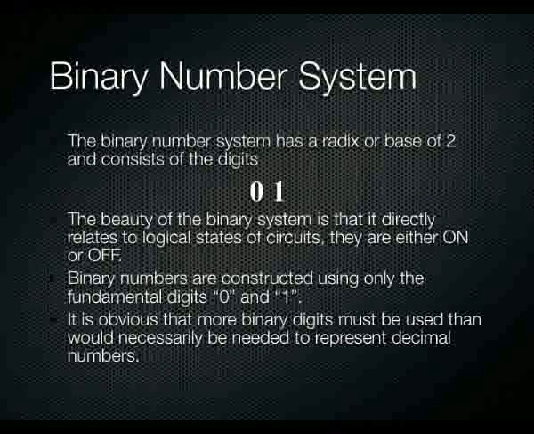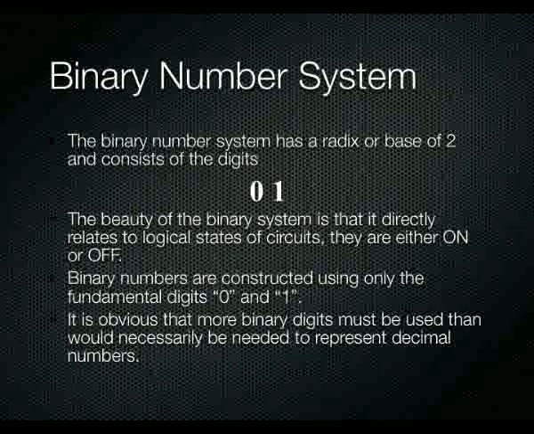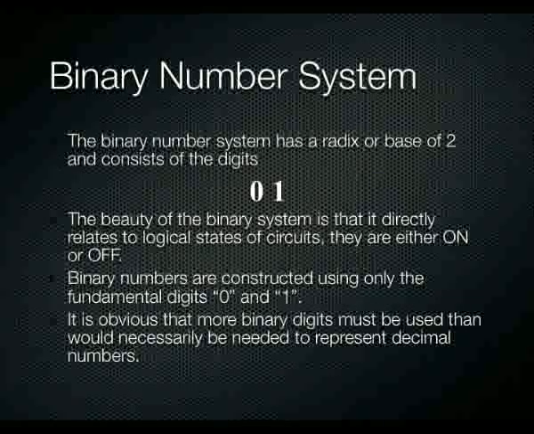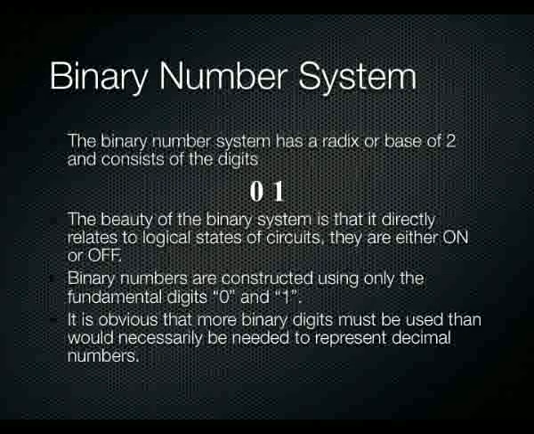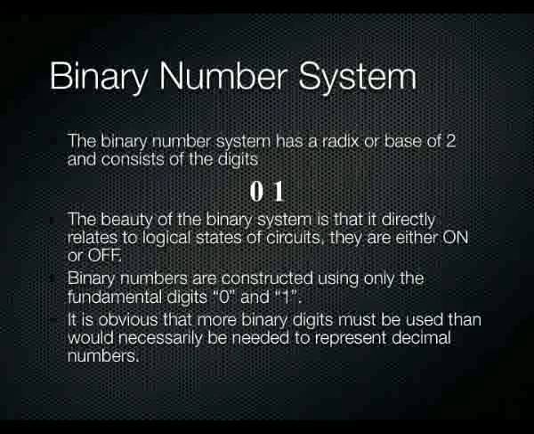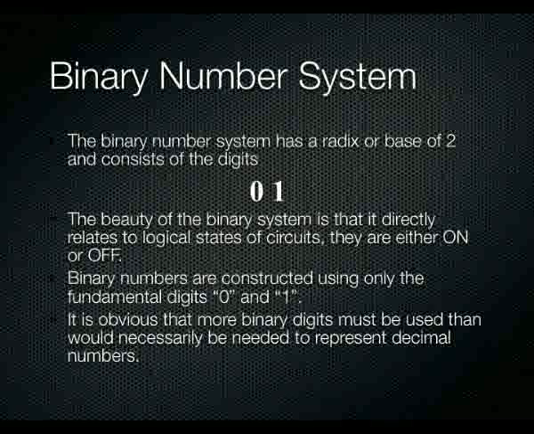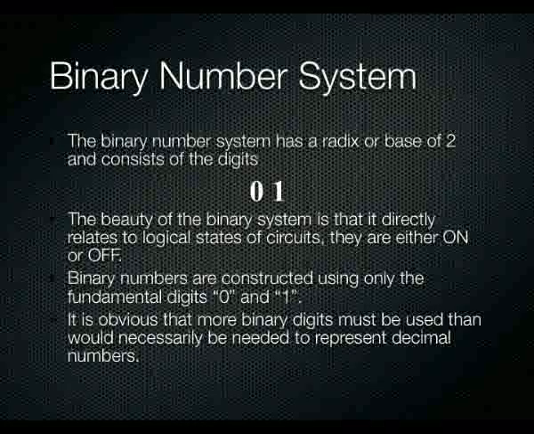We can have circuits that are either on or off. If they're on, they represent 1. If they're off, they represent 0. We can also easily represent binary numbering systems inside memory cells. If a memory cell contains a charge, then it's considered a binary number of 1. If the memory cell doesn't contain a charge, then it's considered a binary equivalent of 0. So the binary numbering system is very well suited to the electrical nature of computers.